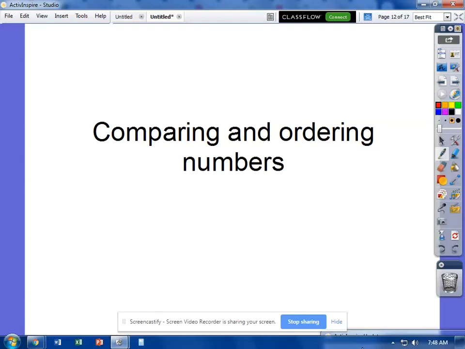Hello guys, today we're going to be talking about comparing and ordering numbers. This is your lesson 1.3 in your Go Math book. So let's get started. The first thing I want to make sure we talk about when we're talking about comparing and ordering numbers is the different symbols that we use. There are three different symbols, the greater than, less than, or equal to sign.